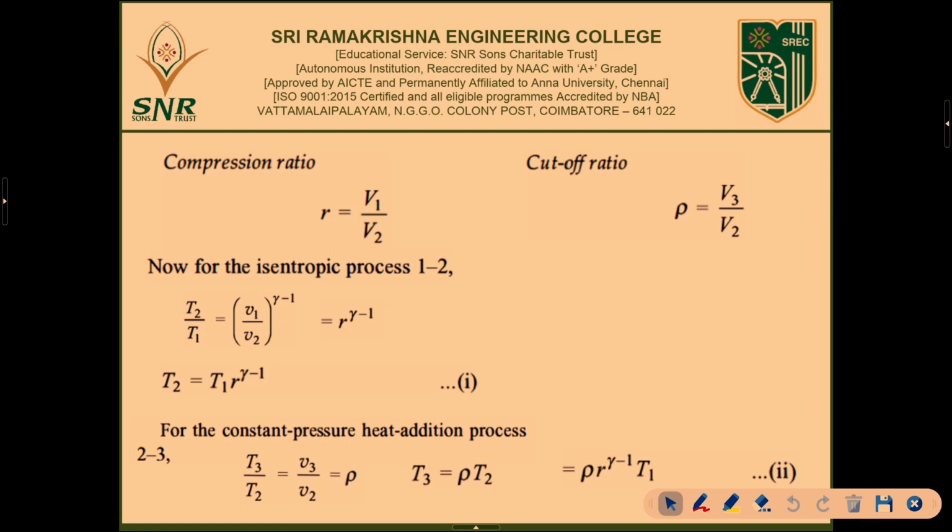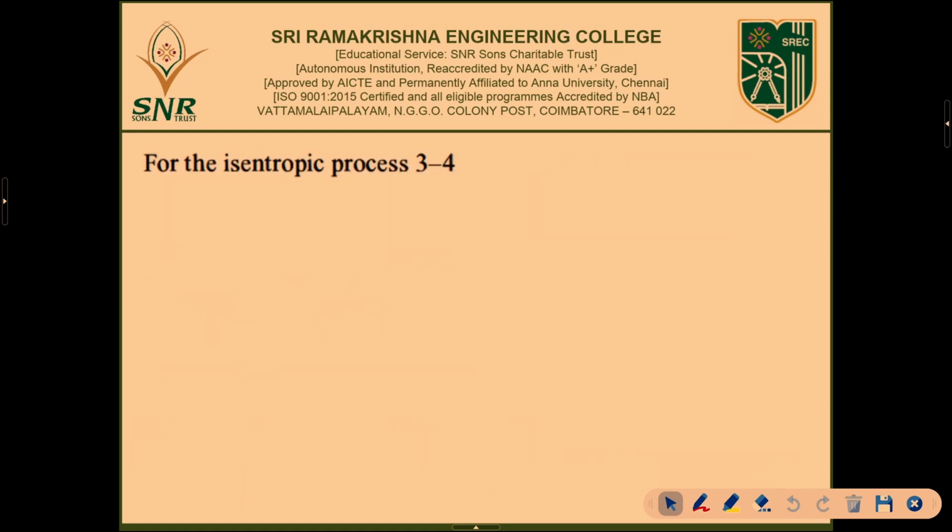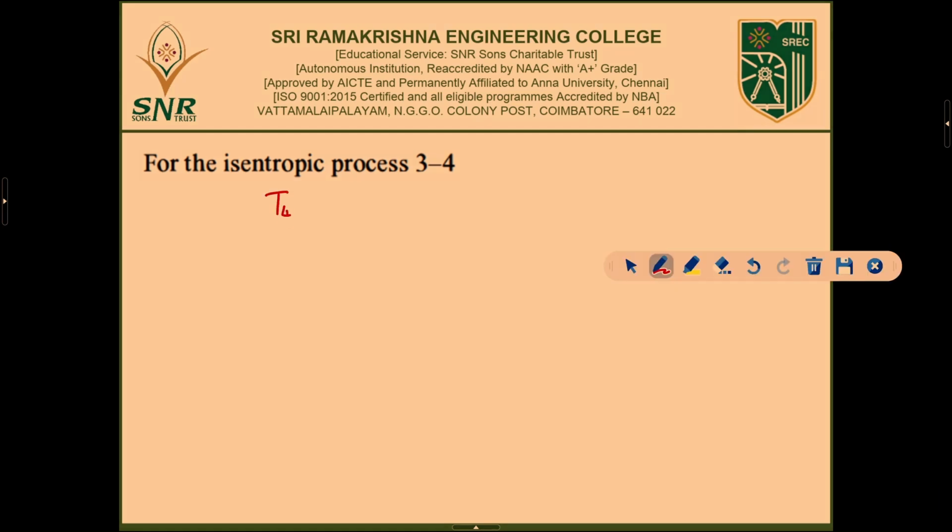Now we got T2 as well as T3. Now we have only one thing remaining, that is T4. The process 3 to 4 is again an isentropic process, a reversible adiabatic process, so you can use the temperature-volume relation. For this, T4 divided by T3 is equal to V3 divided by V4 whole to the power of gamma minus 1.